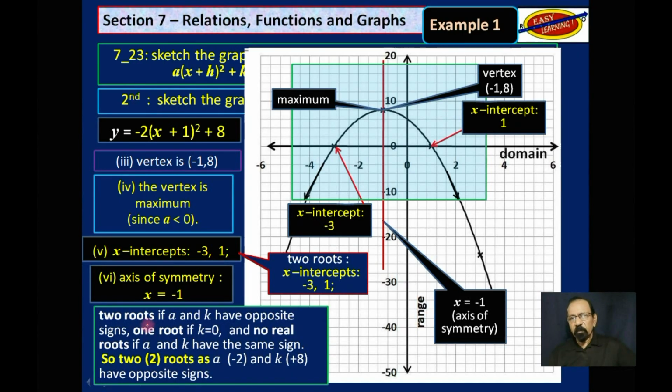Now, as I said, the two roots, if A and K have opposite signs, one root if K is equal to 0, and no real roots if A and K have the same sign. In this case, we have two roots since A is -2 and K is +8. So we have two roots.